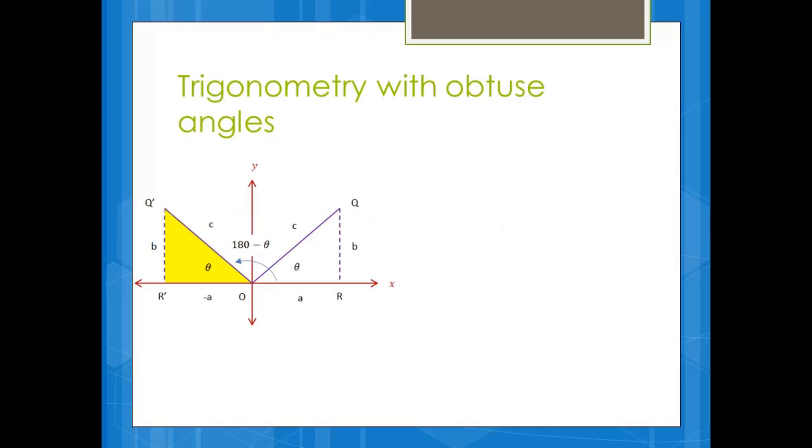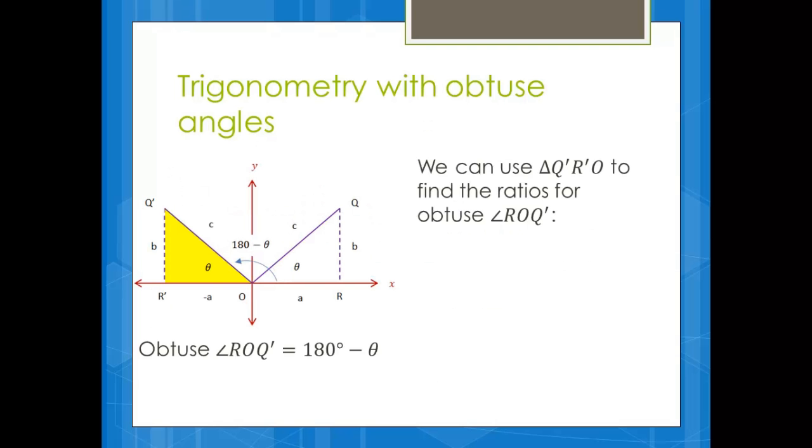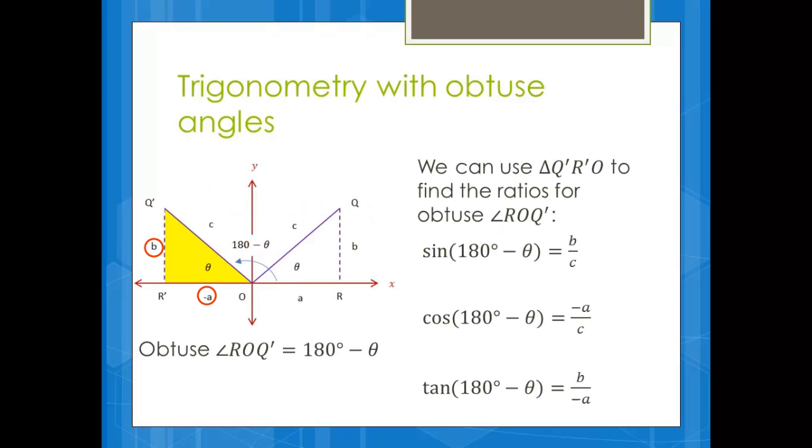If we reflect the yellow triangle through the y-axis to form triangle Q-R-O, the angle between the positive x-axis and the interval Q-O is 180 minus theta, and the trigonometric ratios for the reflected triangle are sine 180 minus theta equals b on c, cos 180 minus theta equals negative a on c, and tan 180 minus theta equals b on negative a.